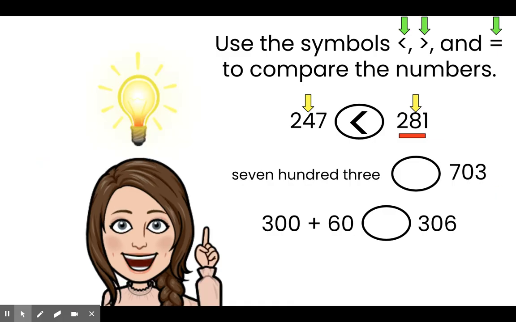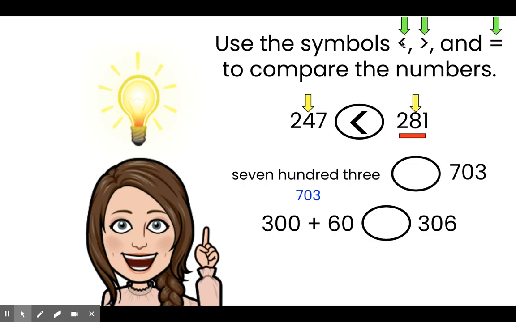I think I just came up with one. Even though 703 is written in word form, I know that I can represent it in standard form. I'm going to write it below the words so that I remember what it's worth. 703. Now I can compare these two numbers, 703 and 703.